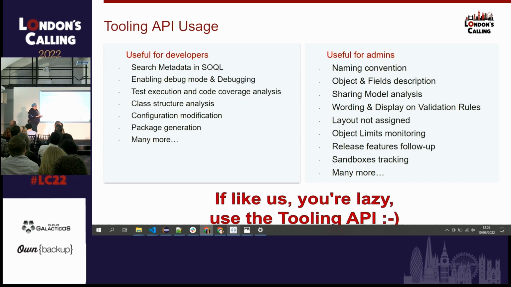Now for admins, it's also a good way to use the Tooling API to automate your review. For example, you're an admin and you have an org running for a while and you want to be sure everything is going well in your org, that you're configuring the right way, you follow the best practices, you don't have any fields or elements that you need to remove from the org because they're no longer useful. Well, you can use the Tooling API to be sure everything is okay and take action on what needs to be decluttered in your org.